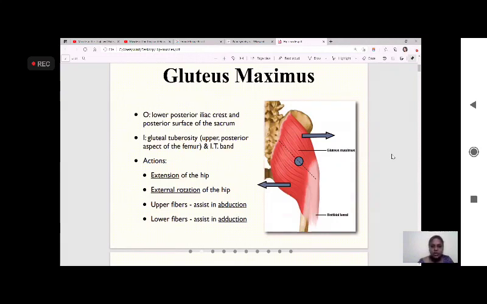So individually we can see the muscles now. It's a quick review, and then we can go for the questions. Now the gluteus maximus, which is the superficial muscle of the back region, originates from the posterior iliac crest and the sacrum also.